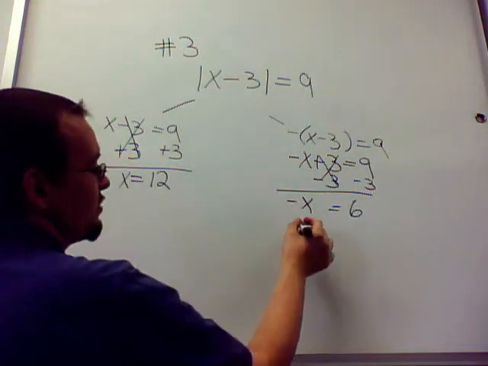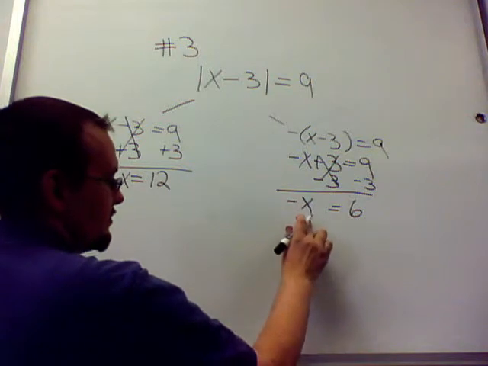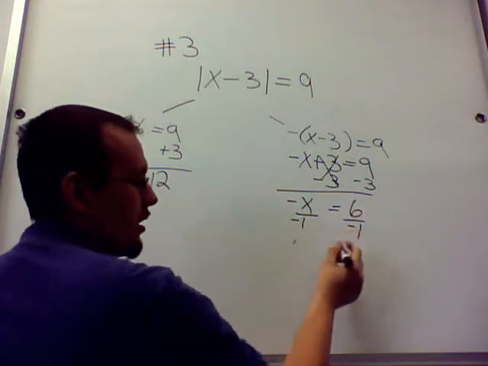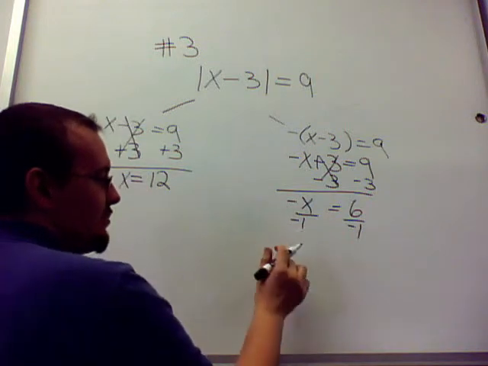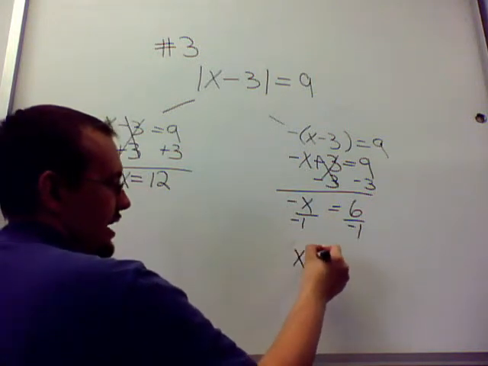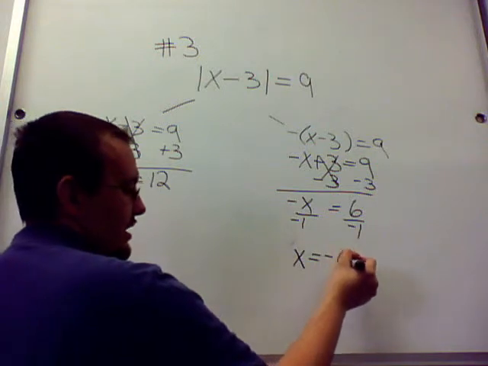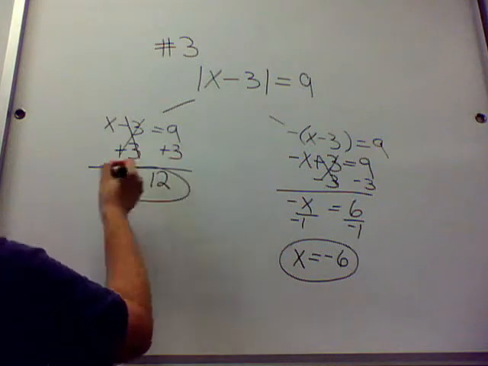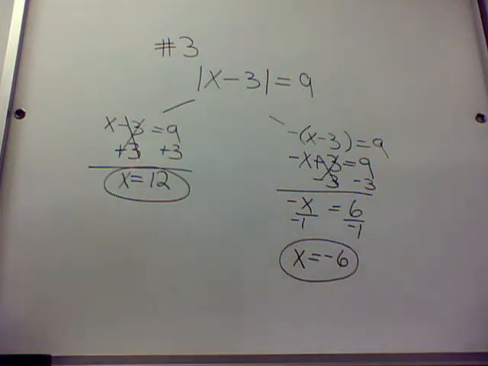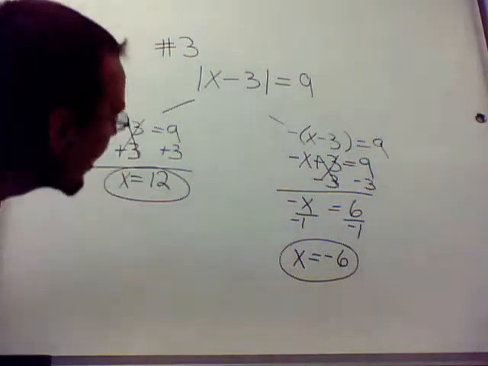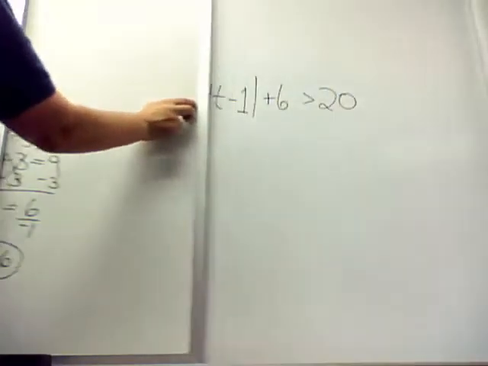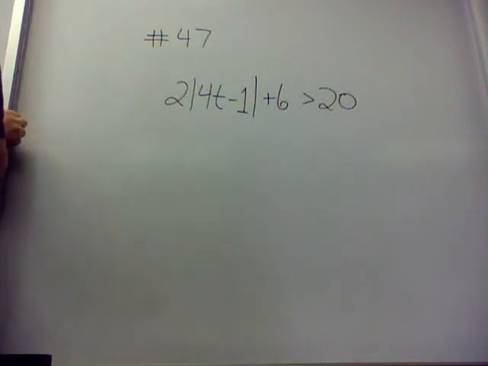We don't want negative x, we want positive x. So we're going to divide each side by negative 1. If we divide each side by negative 1, that leaves us with x equals negative 6. One answer there, one answer here. Two answers, just like I said. All right. That was actually one of probably the easiest you could possibly get. This is a little bit tougher.